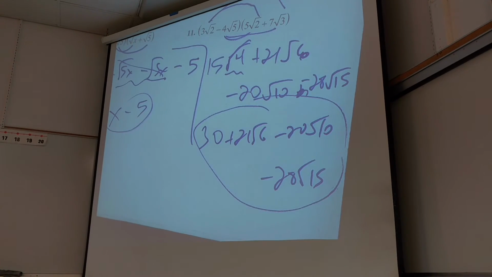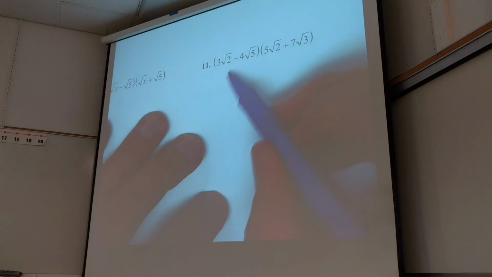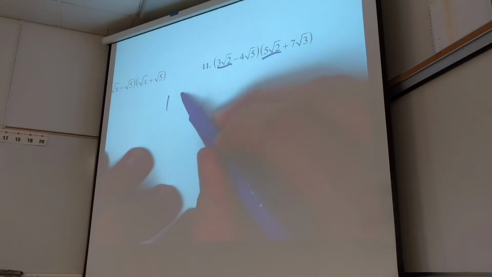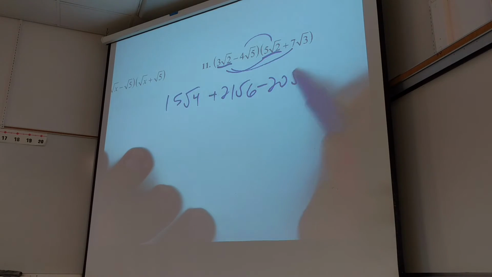Okay, wait. Yes, ma'am. Okay, so I was with you before you started adding that stuff. Alright, let me do that again. Let me give myself some more room. Alright. So we do this times this. 15 square root of 4. And then I get 21 square root of 6. Minus 20 square root of 10. So you're all cool with this?